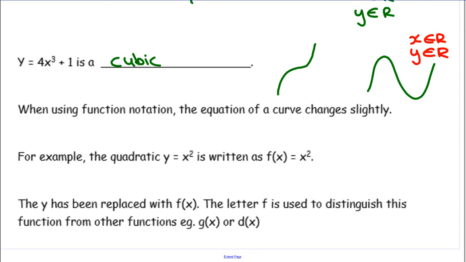When using function notation, the equation of a curve changes slightly. Basically, instead of writing y equals, we write something else instead of y equals. So for example, the quadratic y equals x squared is written as f of x equals x squared. So the y just became f with respect to x. The letter f is used to distinguish the function from other functions, like the fact that f of x is a different function to g of x. And both of those are a different function to d of x. Whereas if you call them all y, you don't know which one is which. Pretty obvious stuff.